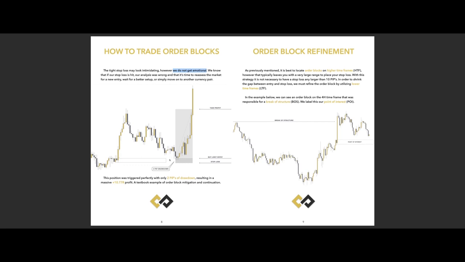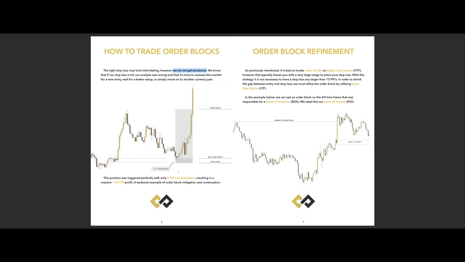So if price barrels through this zone and invalidates this order block, then that means we were wrong, and maybe we overlooked something to do with our analysis, and we need to reassess our analysis, right? So that's the thing. The stop loss is there for a reason. It's to prove you wrong if you're wrong, okay? And to protect your capital, of course. But if my stop loss gets hit, to me, that means I'm wrong and I need to adjust something, okay?